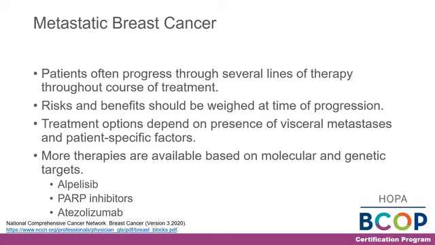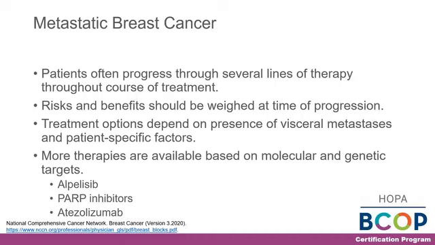To conclude, I do just want to summarize that patients often progress through several lines of therapy throughout their course of treatment. And with breast cancer, we are fortunate to have many different drugs at our disposal. Oftentimes we'll see patients go through 5 or 6 lines of therapy before we sometimes have to say that there are no more options. Risks and benefits should be weighed at the time of progression. Every time there is progression, there should be a risk-benefit analysis and a discussion with the patient.